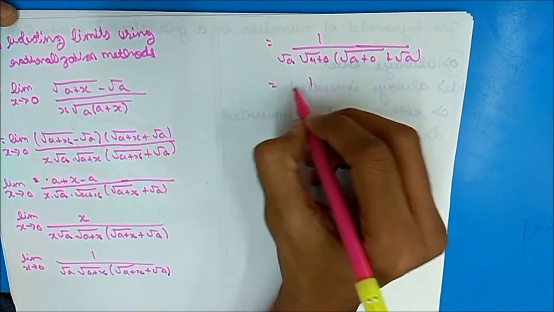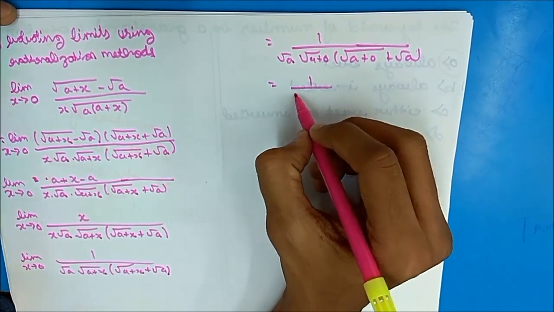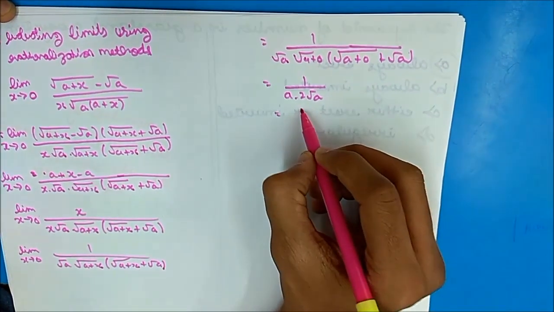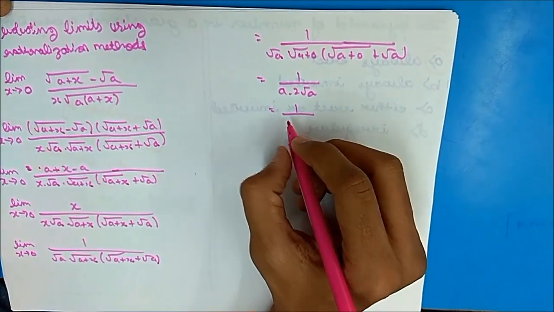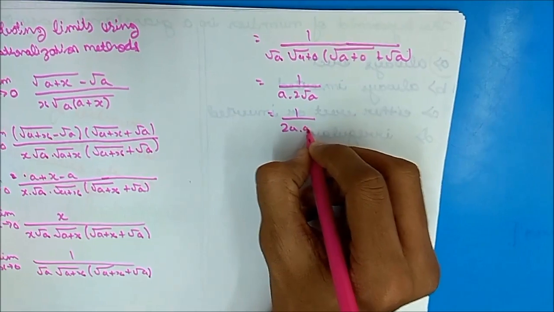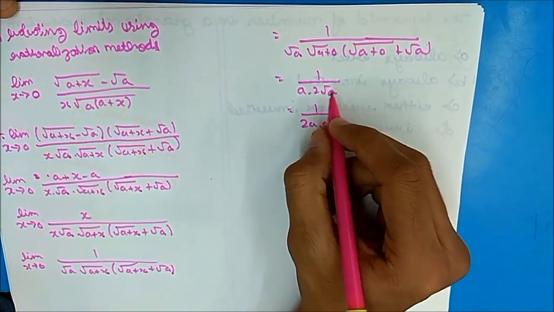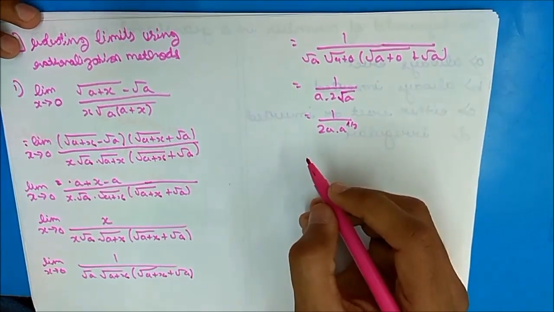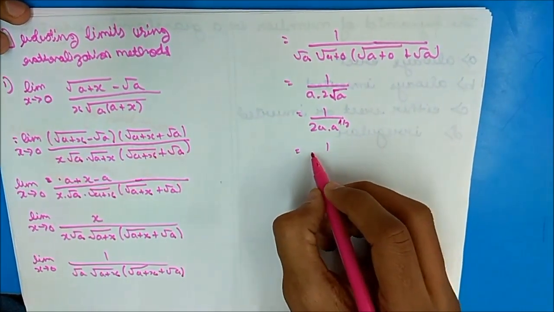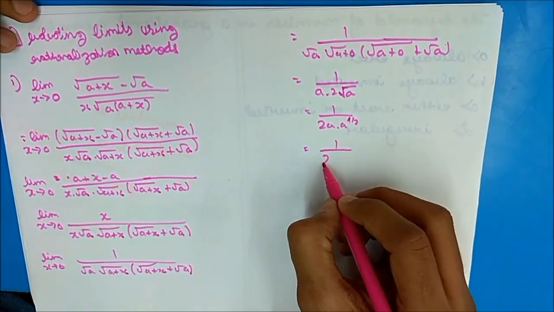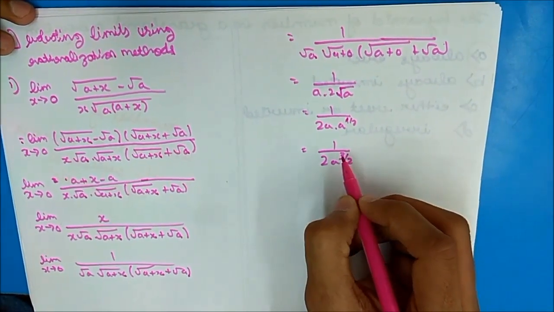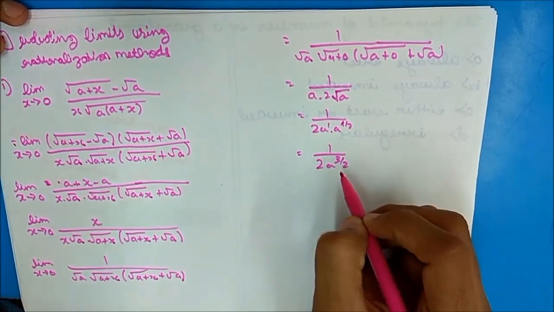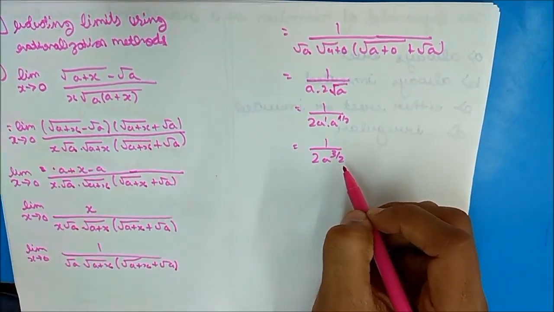That is 1 upon root a into 2 root a, that is 1 upon 2a into a raised to 1 by 2. When you convert root into power, it goes as 1 by 2, that is 1 upon 2 a raised to 3 by 2. Here the power is 1 and 1 by 2, so adding the powers you get 1 upon 2a raised to 3 by 2.